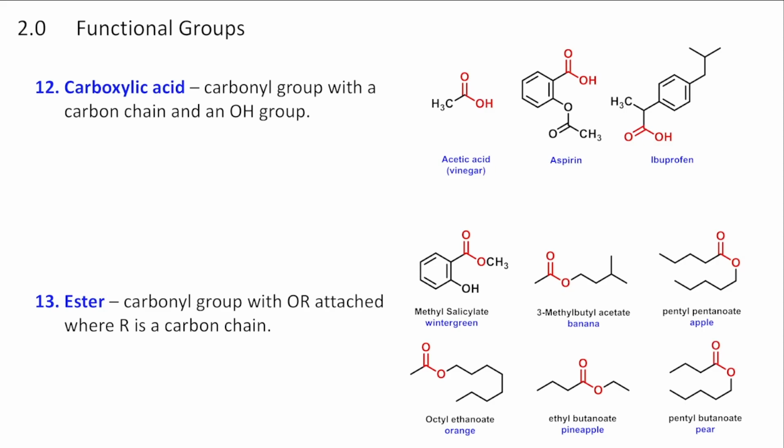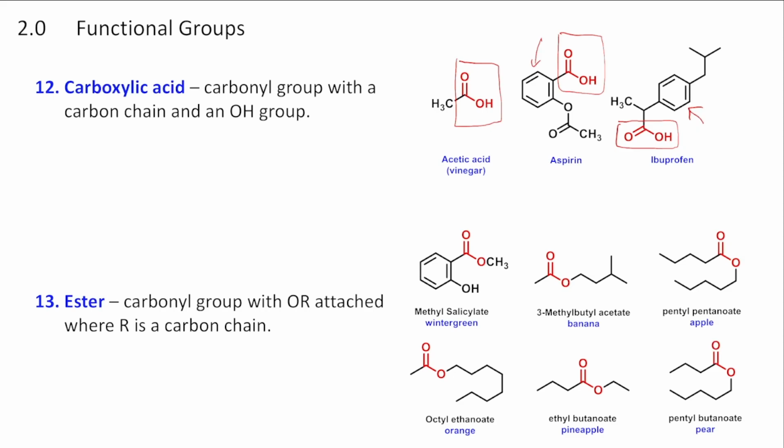Carboxylic acids are compounds that have a carbonyl group with an OH attached. And so you can see that functional group pattern right here in acetic acid, which is the primary component of vinegar, which is just acetic acid mixed with water. Aspirin as well, you can see, has a carboxylic acid, along with an aromatic ring. Ibuprofen, which is a common anti-inflammatory drug, has right here a carboxylic acid carbonyl group with an attached OH, as well as an aromatic ring.